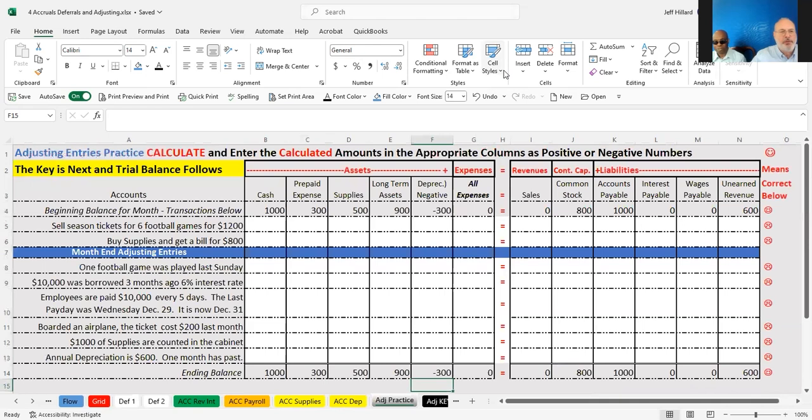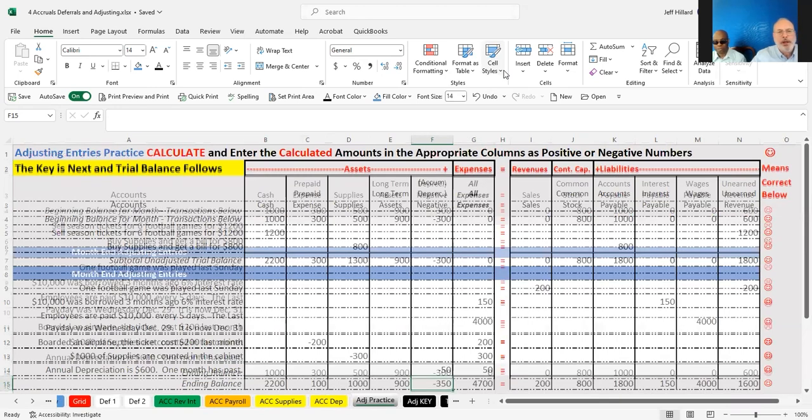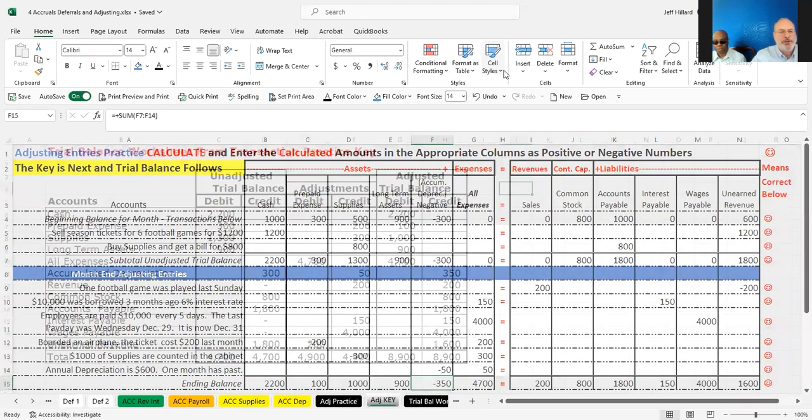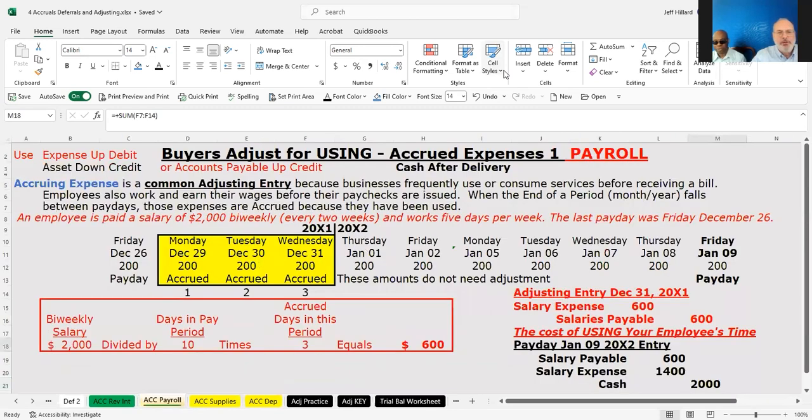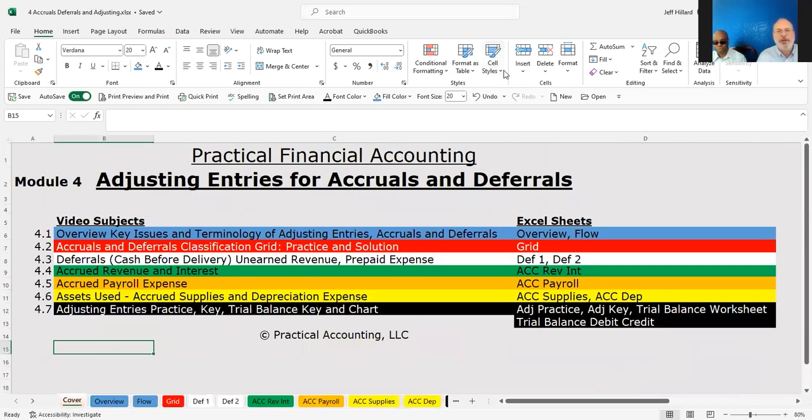Then we're going to give you a little practice sheet where you can test your knowledge and get your score right away. Here's the key. We're going to show you an adjusted trial balance, unadjusted and adjusted. You do this and it is going to make you good to go.